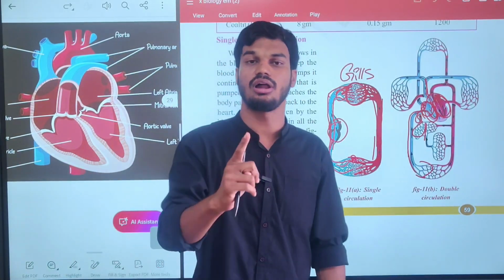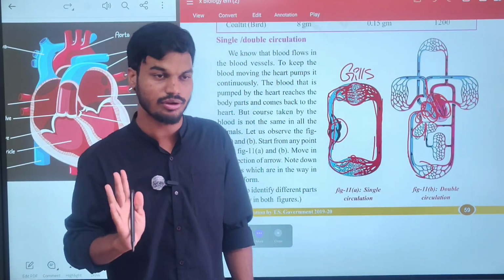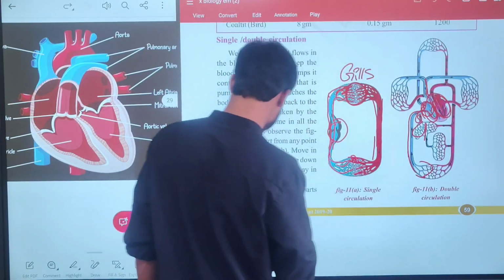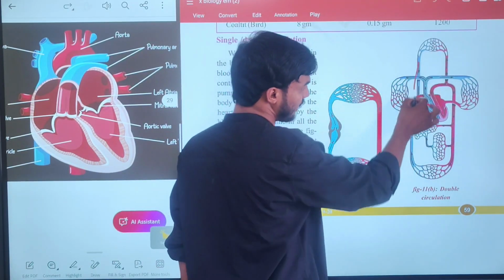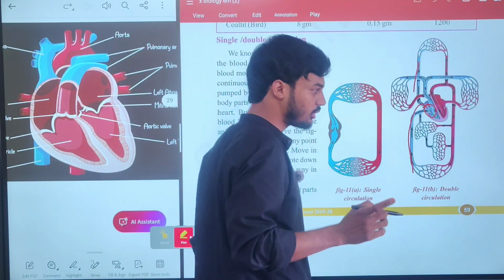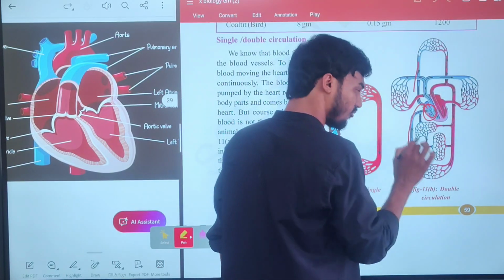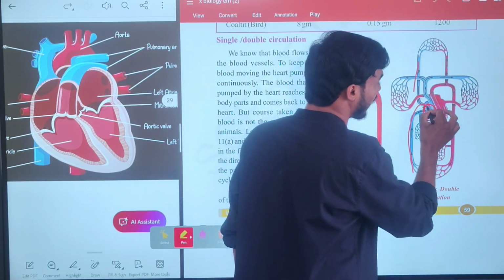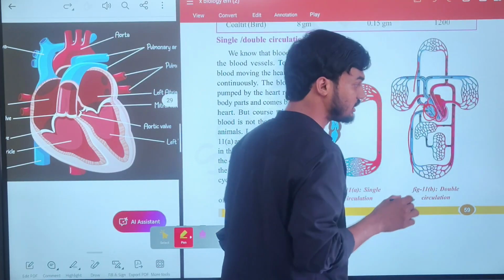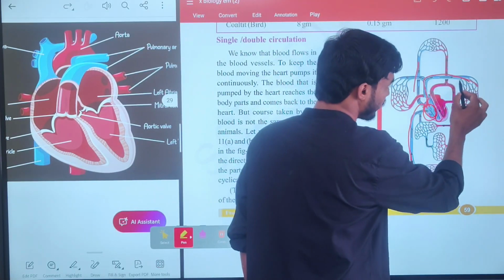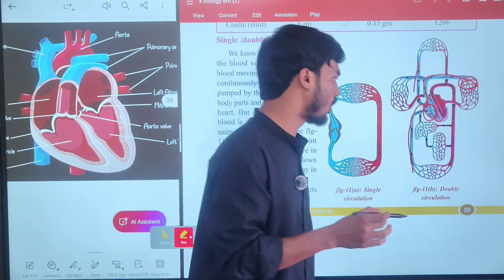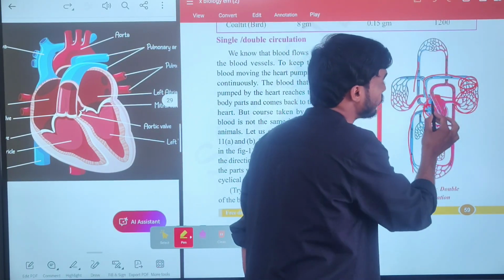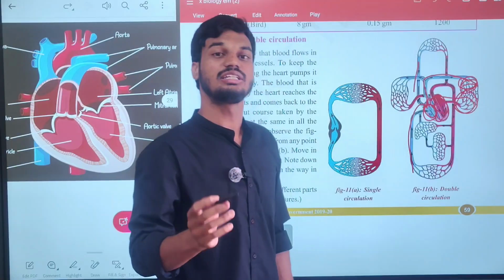That circulation we call a double circulation. Clear, everyone? Look here. It is deoxygenated blood entering from the superior vena cava and inferior vena cava. Deoxygenated blood. This is the heart, right? From the heart, the blood travels to the lungs, right? From the lungs, the deoxygenated blood becomes oxygenated blood and enters into the heart, right?